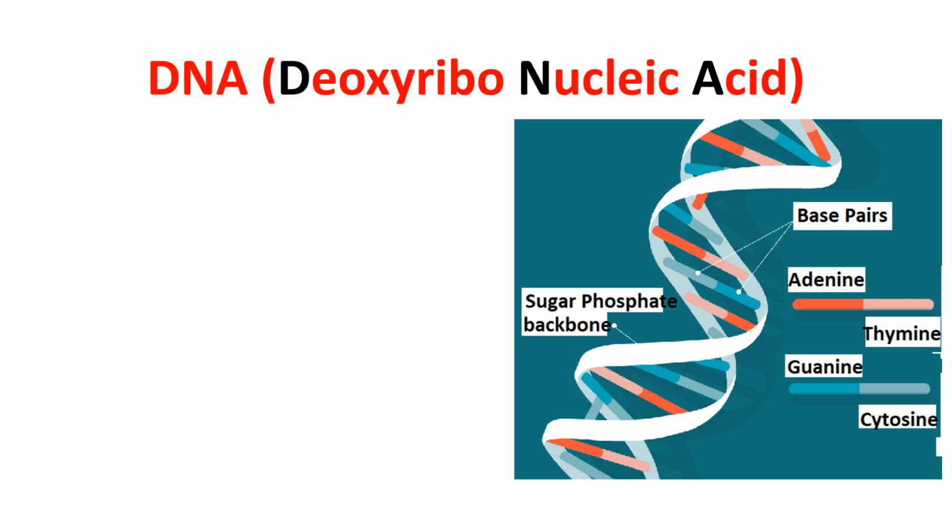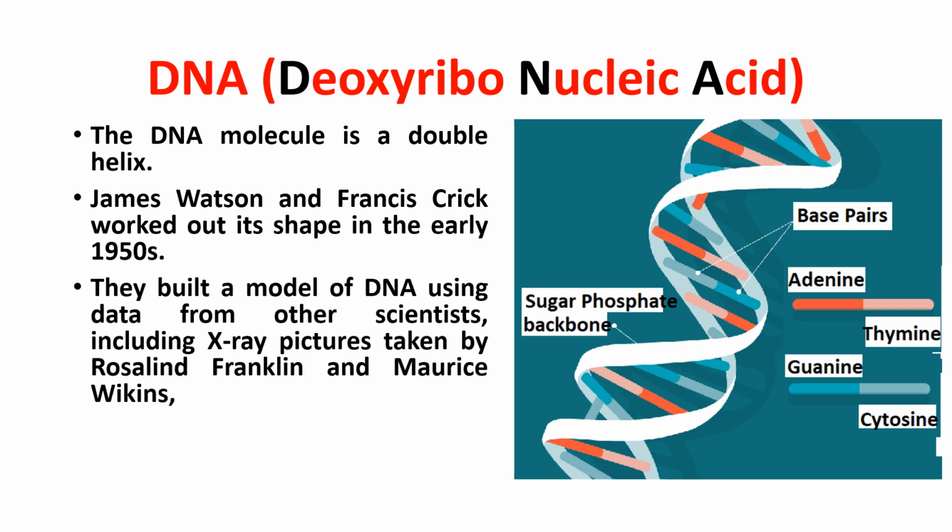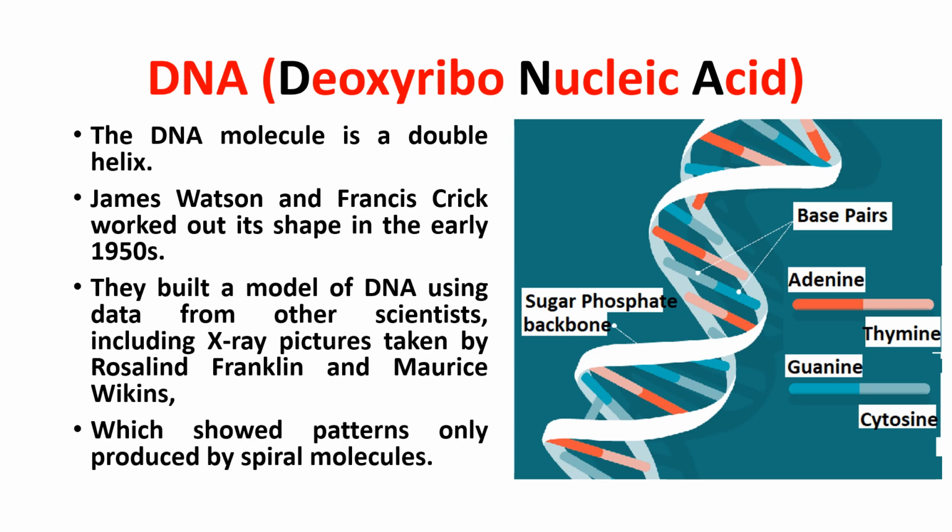DNA, that is deoxyribonucleic acid. The DNA molecule is a double helix. In this diagram, it is represented. James Watson and Francis Crick worked out its shape in the early 1950s. They built a model of DNA using data from other scientists, including X-ray pictures taken by Rosalind Franklin and Wilkins, which showed patterns only produced by spiral molecules.